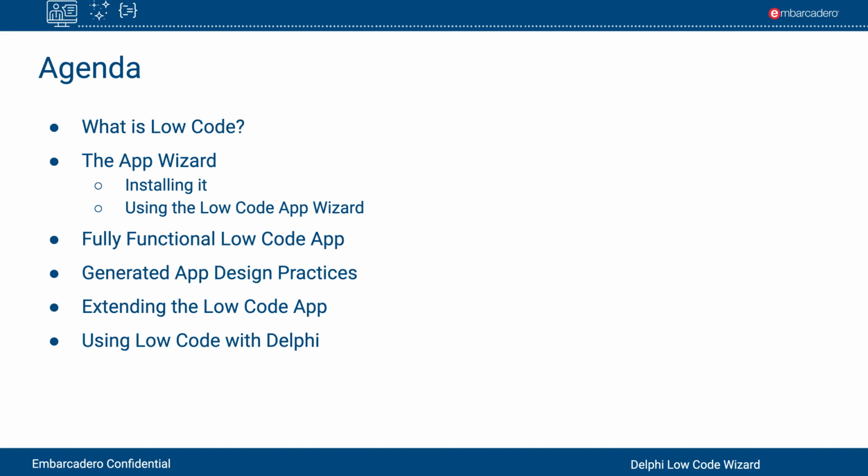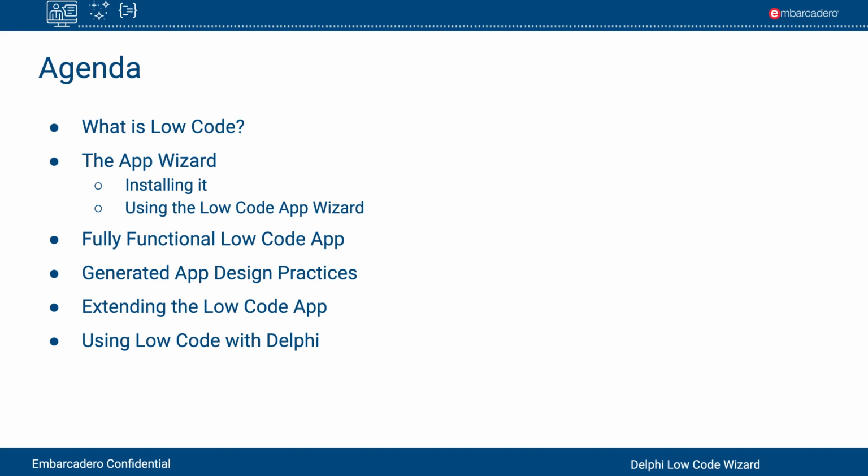First, let's go over what we're going to cover today. First, I want to go over what low-code is. Then we'll look at the wizard itself, both installing it from GetIt and using the wizard to create the low-code application. After that, we're going to have a look at the generated application itself, what it does, the various screens it has, the way it works, and so forth.